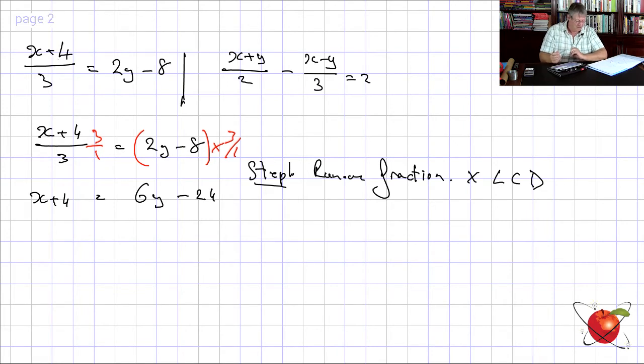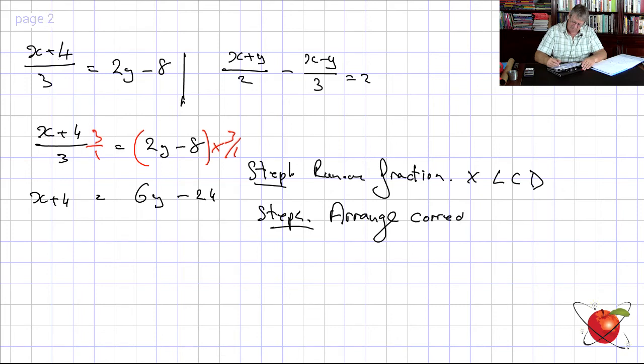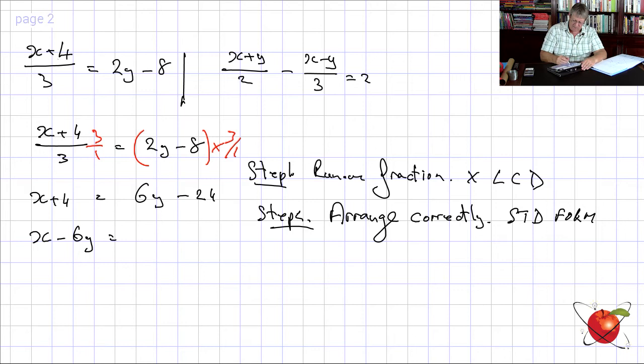Okay, like so. Now then, I've got to rearrange. Can you see? Step 2, arrange correctly, in standard form. Right, standard form, I'm going to take this to the other side. It's going to have x minus 6y, and that's going to go to minus 28 on that side. Okay, right, now that looks better.